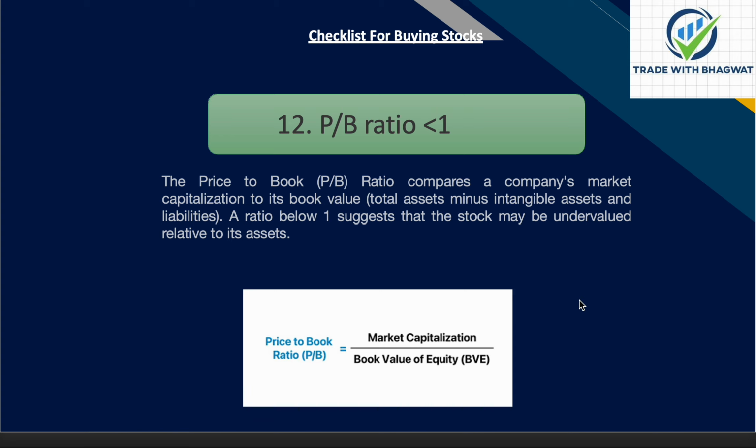What is book value? Book value of the company is whatever the value of the company when they booked it. So total assets minus intangible assets and liabilities. That's your book value. Okay? A ratio below 1 suggests that the stock may be undervalued relative to its assets. But sometimes you need to consider what they are counting as assets. Is it intangible? Is it tangible? Or are they talking about the real assets, or just imaginary numbers which are not real in the world?